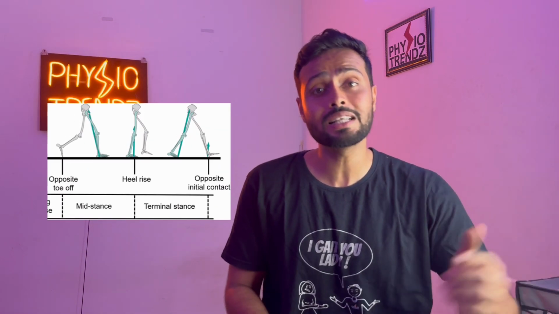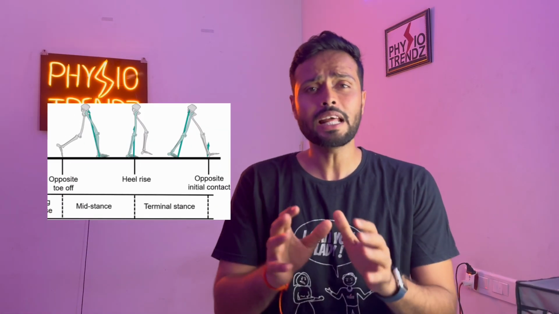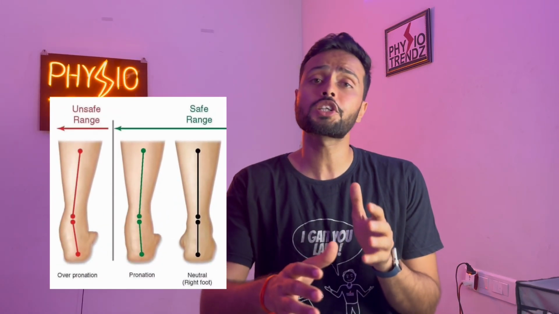Hello everyone, today we are going to discuss a case of a patient named Suresh who came with a complaint of pain in the ankle, especially while going from mid stance to terminal stance in the gait cycle. Upon examination, we found that there is definitely excessive pronation of the subtalar joint, and along with that there is also pes planus deformity present.